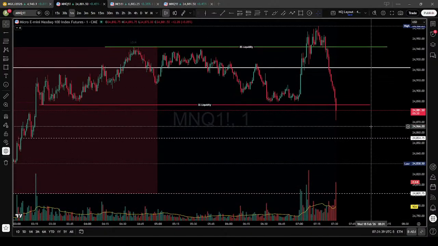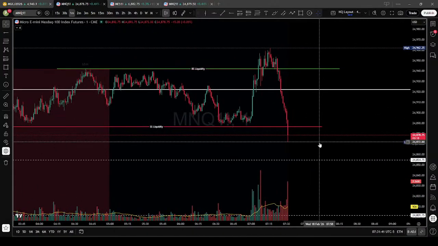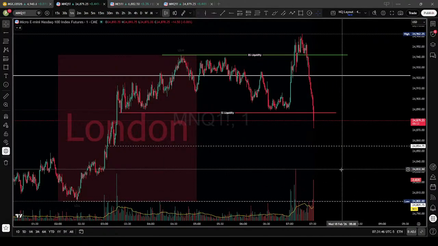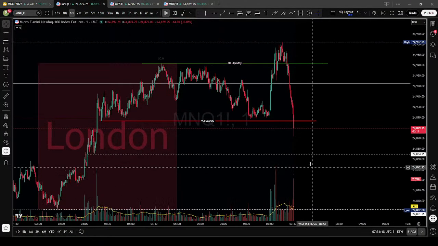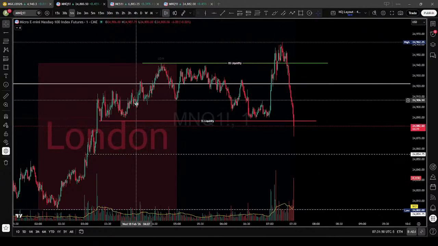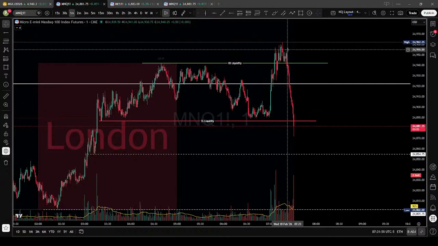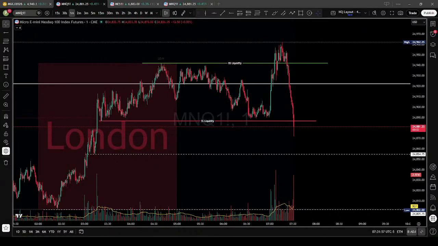Price is sharply moving down, but yeah, generally London low should be a good draw on liquidity. We can also see this as accumulation, manipulation up high, and distribution towards this low.